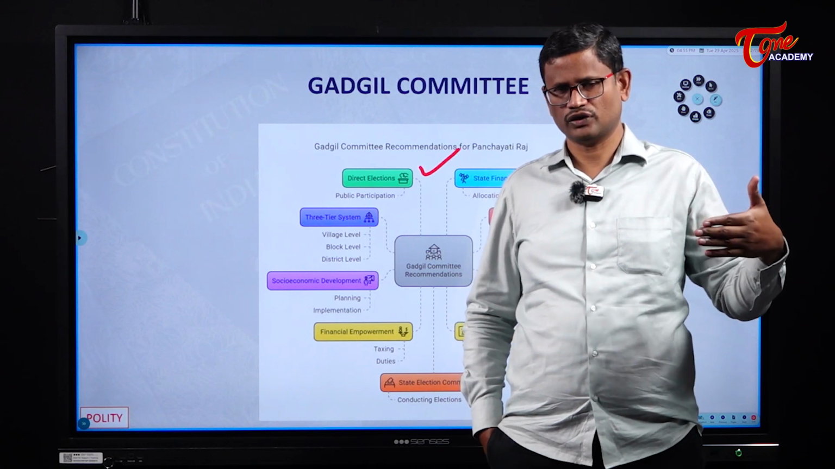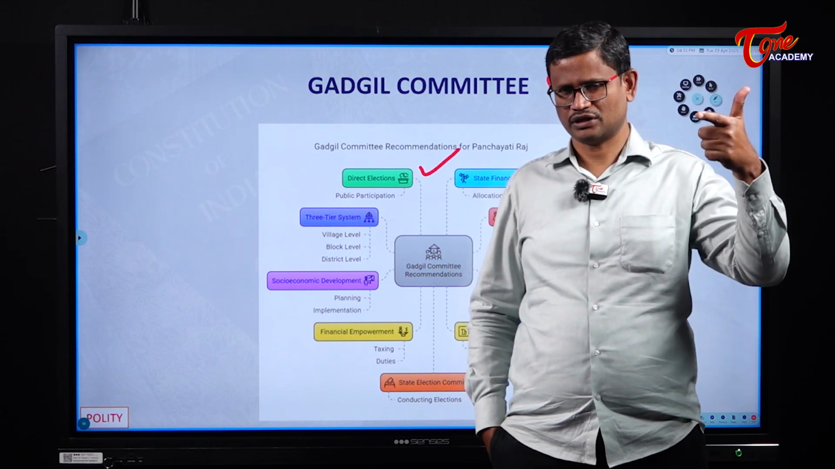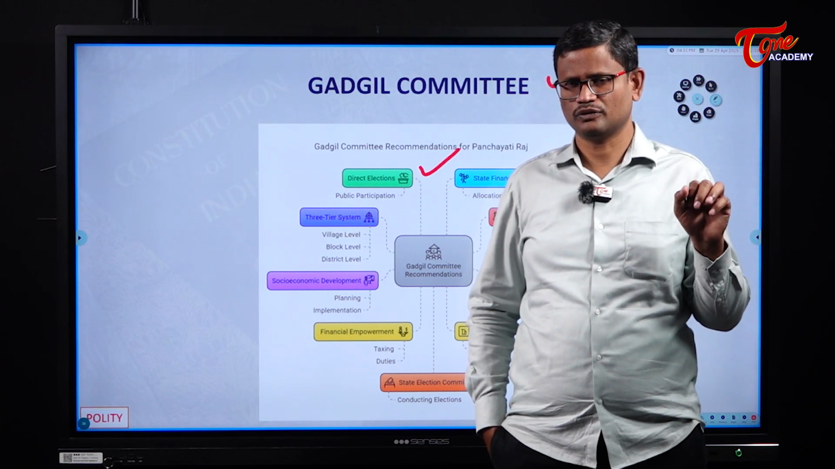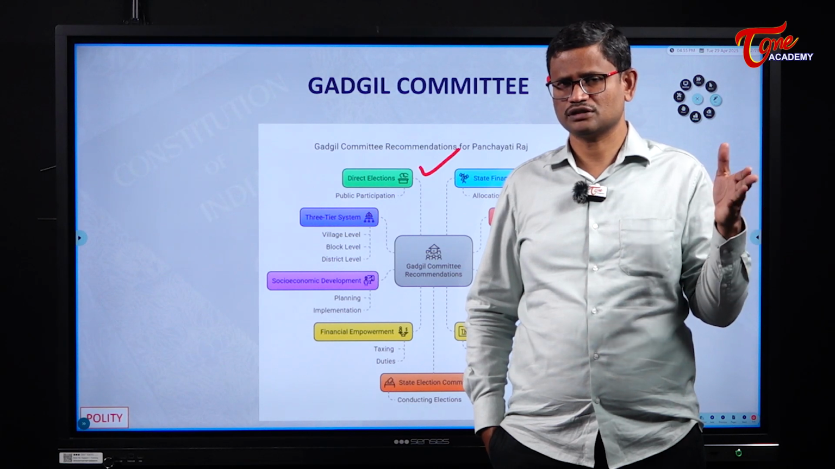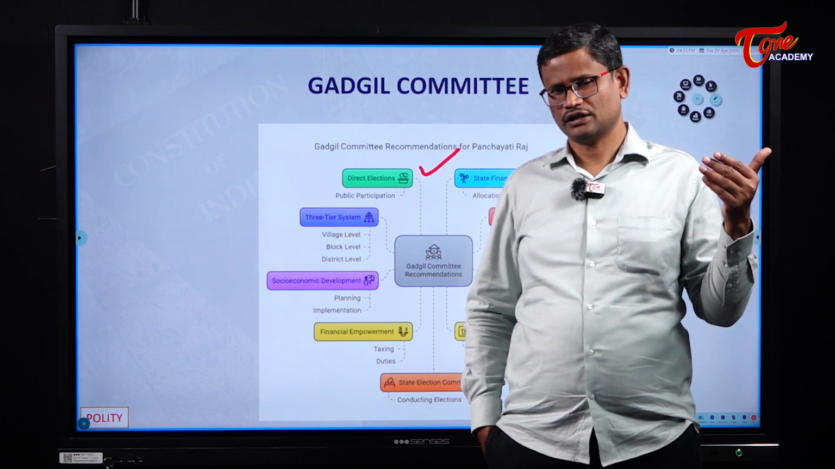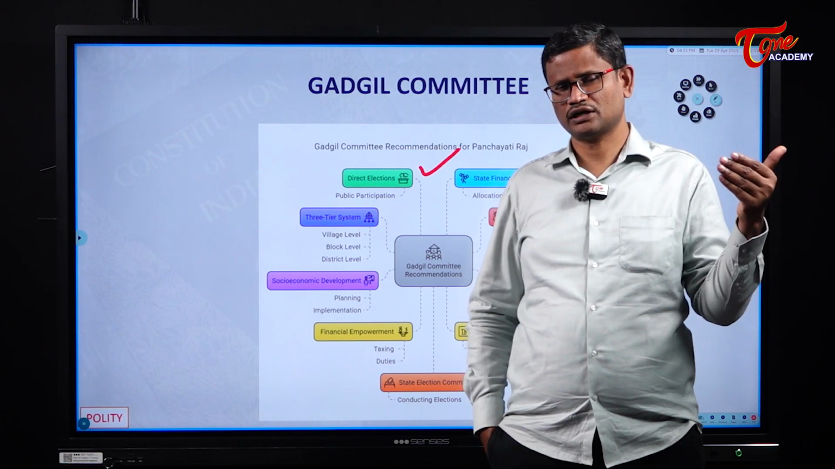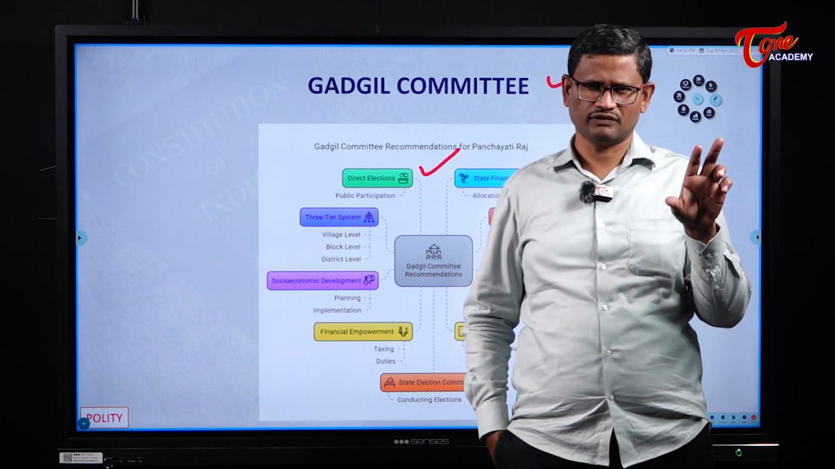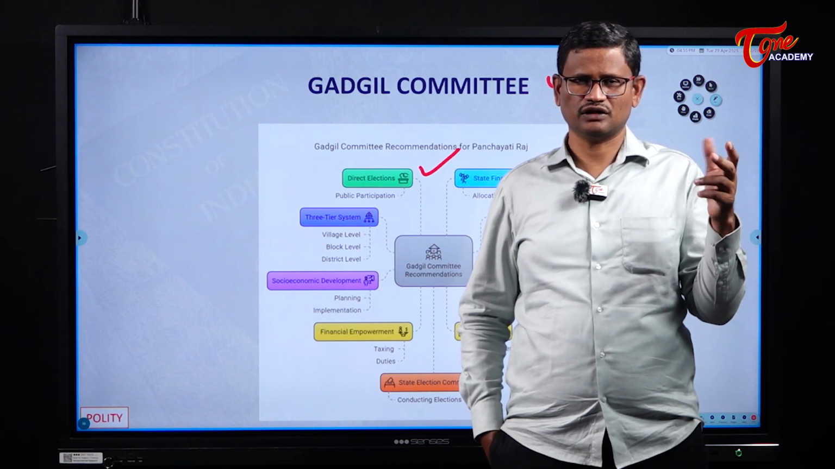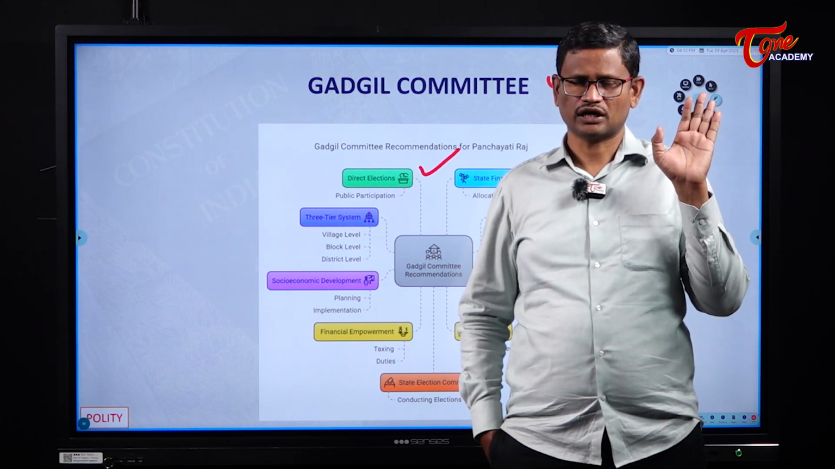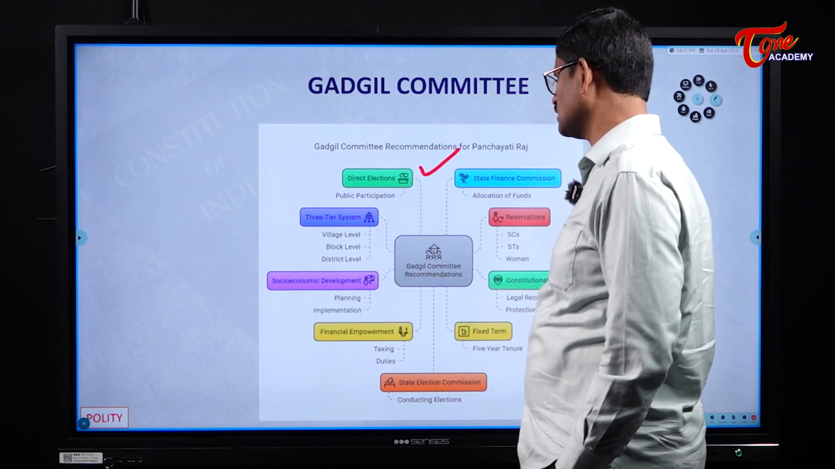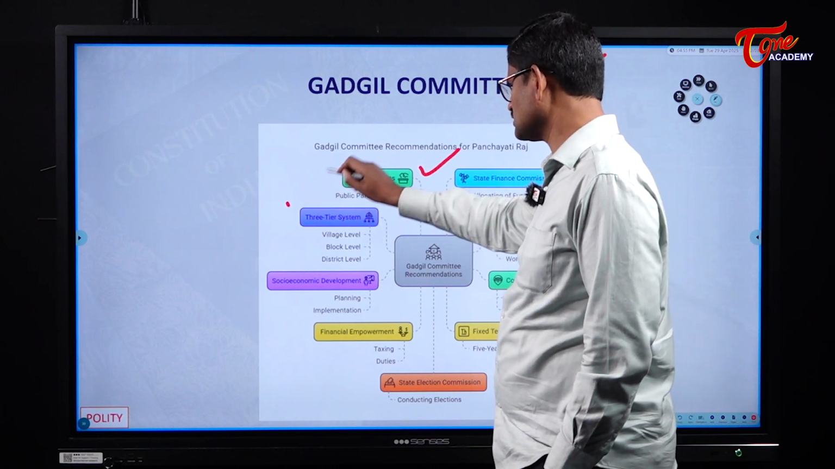Say for example, now we have Jilla Parishad, Mandal Parishad, Grama Panchayat. The members of the Jilla Parishad must be chosen directly by the people. The members of the intermediate Panchayat, that is the Mandal Parishad, also should be elected by the people directly. Similarly, the members of the Grama Panchayat also should be elected directly by the people. So at all the three levels, the elected representatives must be chosen directly by the people. That is, direct elections at all the three levels. And it has recommended a three-tier system.